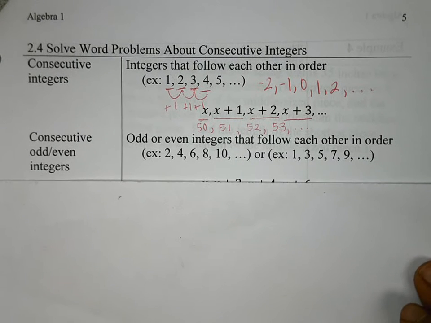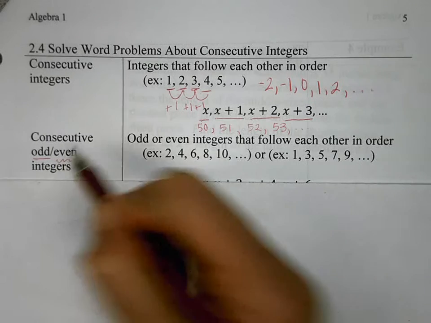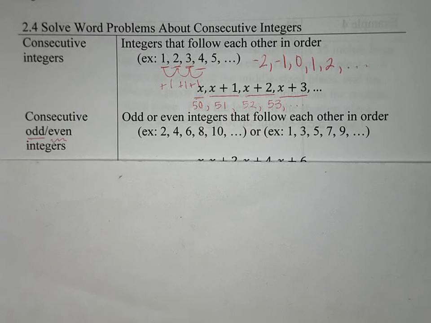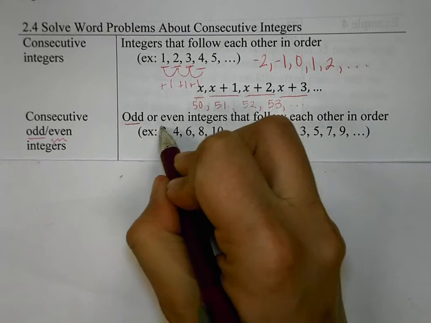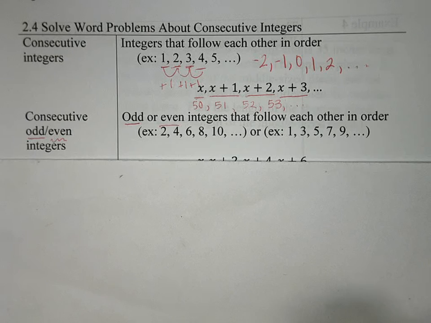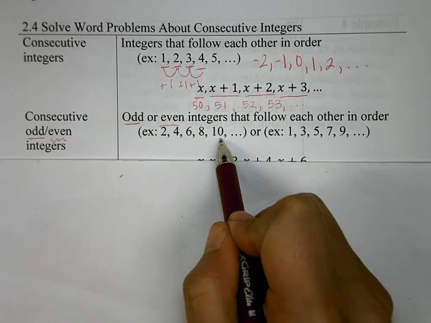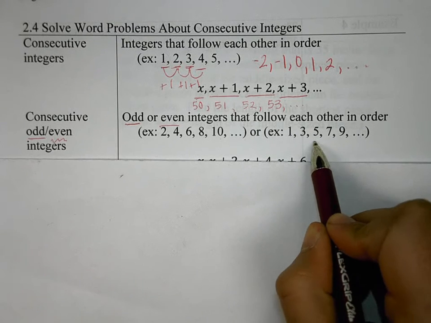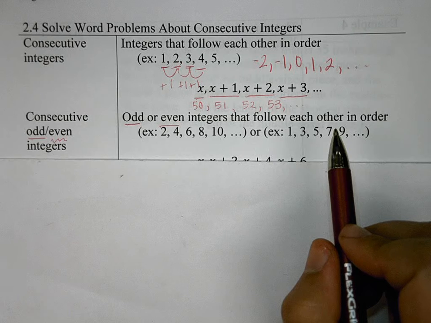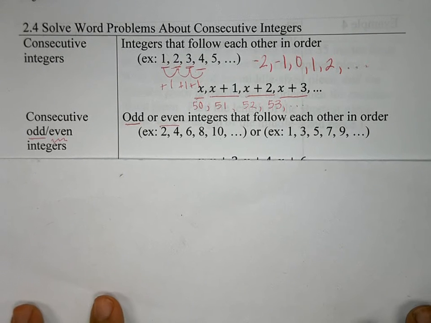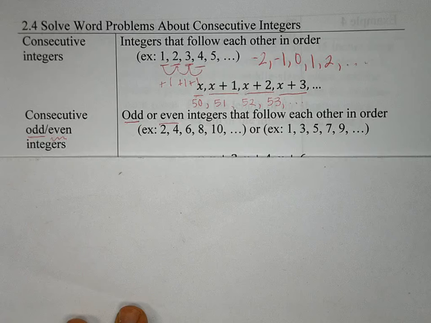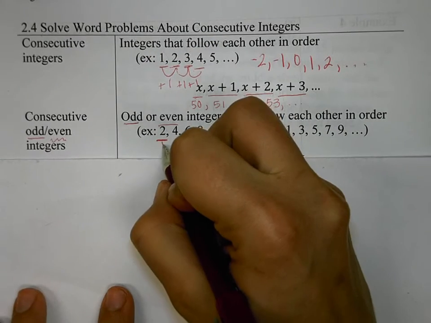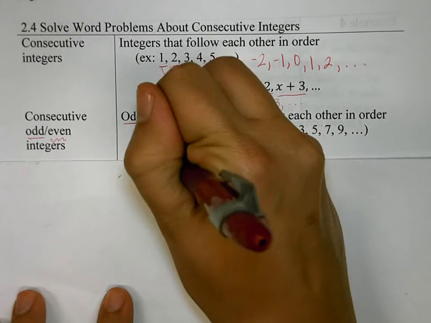We also have what's called consecutive odd or even integers, and we're also going to use the same rule here. Consecutive odd or even integers are either odd integers or even integers that follow each other in order. So for example, 2, 4, 6, 8, 10, those are the evens, or if you were looking at odds, 1, 3, 5, 7, 9. So it's either even numbers or odd numbers that go in order. Now to look at this in general terms, if 2 is the number I'm starting with, so if I call that x, in order to get to the next number 4, this time I'm adding 2.